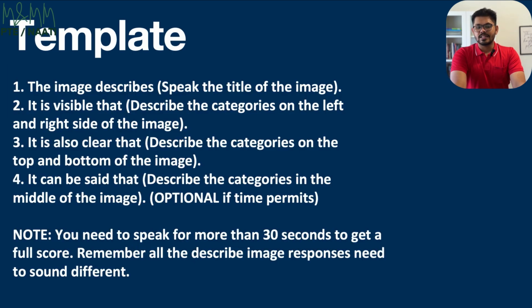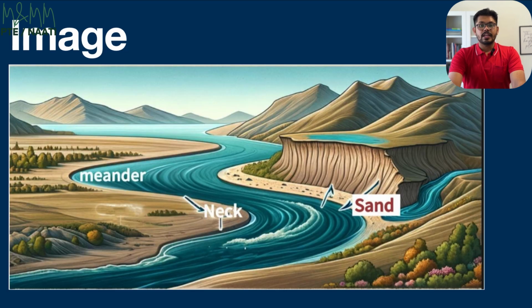Now, what is the next line? It is visible that. Describe the categories on the left and right side of the image. There is no compulsion that you have to start with the left side and then go to the right side. If you feel like talking about the top side of the image first, go for it. The template is just there to guide you on what sort of areas you can cover.